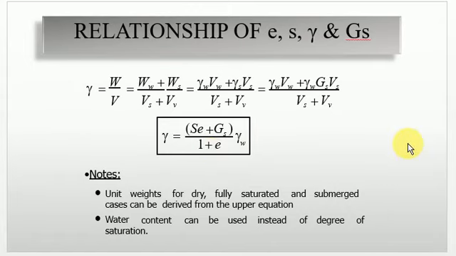Unit weights for dry, fully saturated and submerged cases can be derived from the upper equation. If the soil sample is submerged, then the degree of saturation will become 1. So the equation for gamma submerged is equal to e plus G over 1 plus e into gamma W. Now the water content can be used instead of degree of saturation.